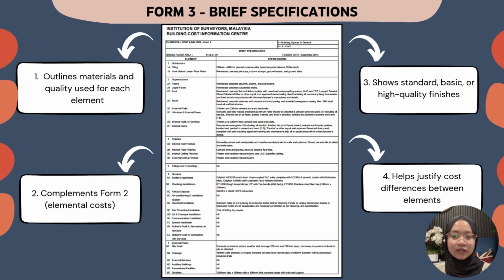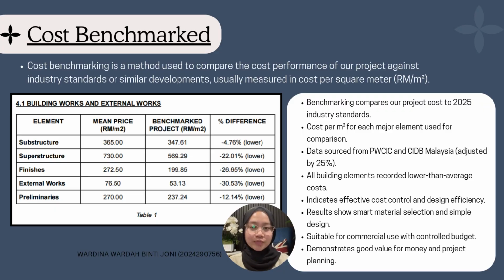For example, if the finishes cost is lower than average, Form 3 might reveal that economical materials like ceramic tiles or emulsion paint were used, which explains the savings in cost. It also helps stakeholders compare costs more accurately by understanding what's actually included in each element. Without Form 3, the numbers in Form 2 would lack context. So this form plays a supporting role in validating the cost structure and aiding in future cost planning or project benchmarking.